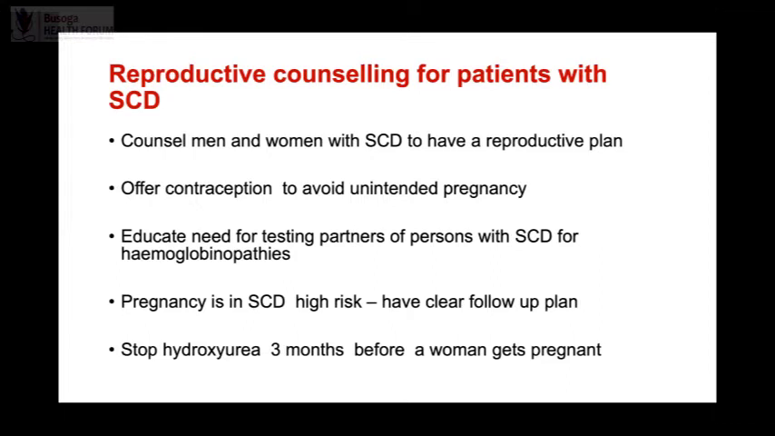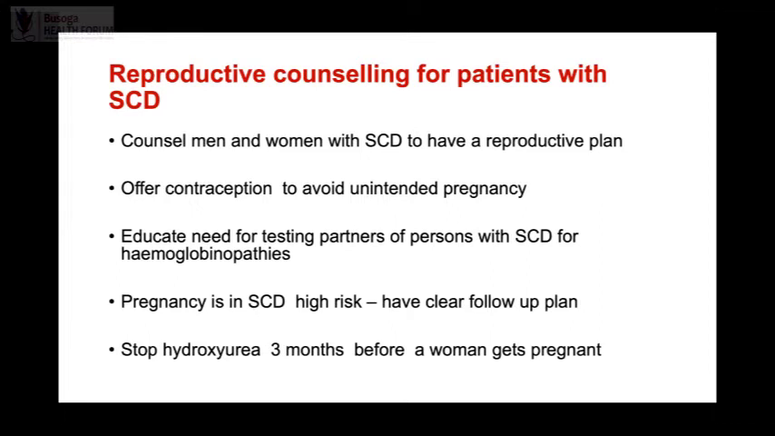If the man is AA, then the chances of their children will at the most be carriers. So please counsel them so that they can test their partners. I know that this has a lot of stigma. Our patients have told us that once they disclose their sickle cell disease status, their partners leave. But talk through with them, get that relationship with them, and they'll be able to disclose.